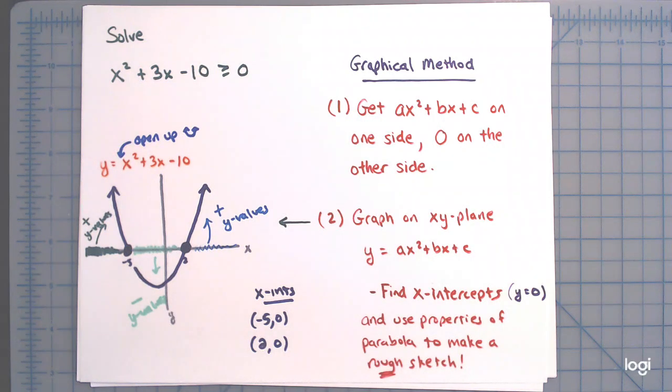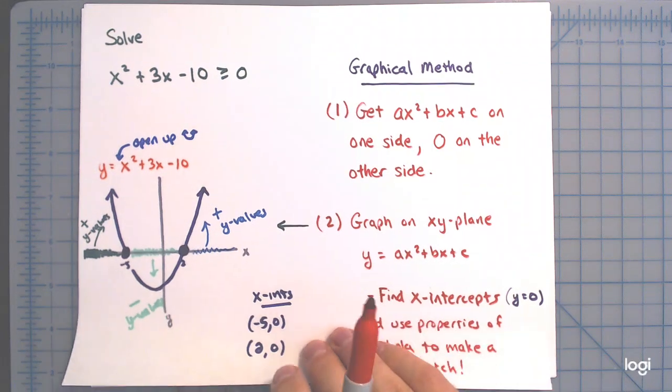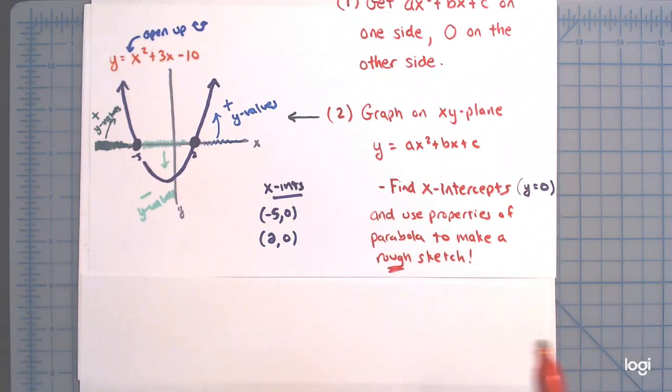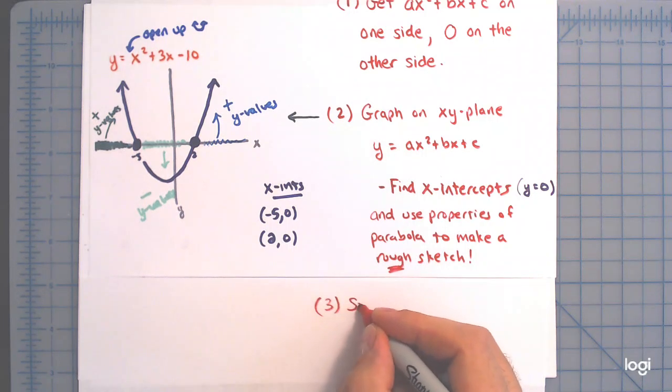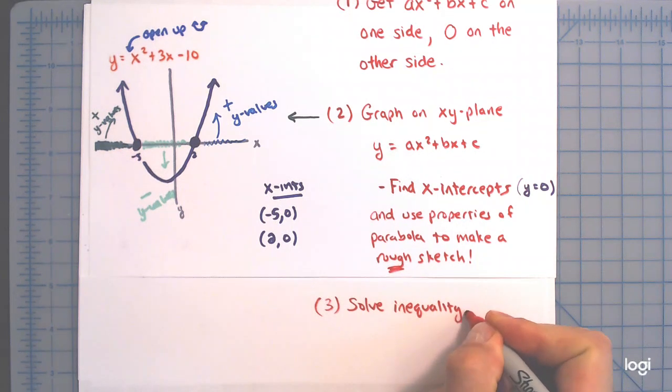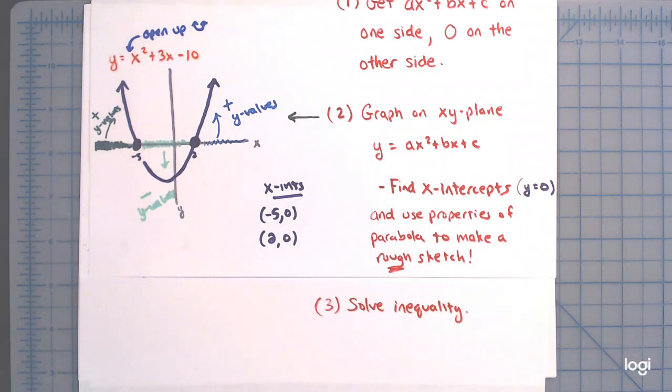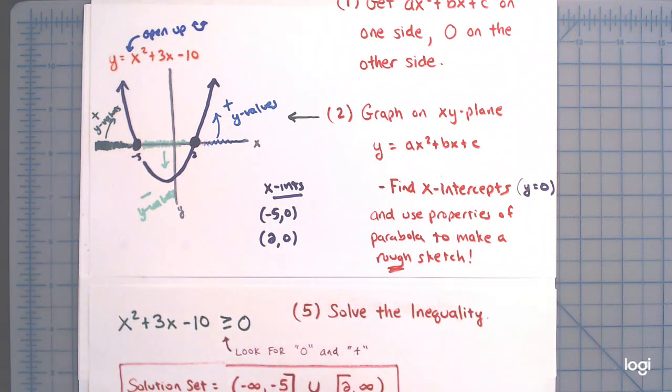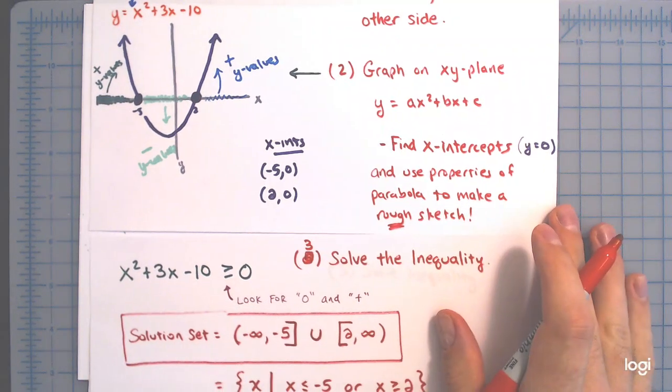All right, and then we just look for our solutions, just like when I had that number line done in the algebraic method. So now we can solve and graph. I'm not going to make the graph of the inequality this time because you saw that already. I'll just say solve the inequality. This is step 3 now. Solve the inequality. Just look at my graph.